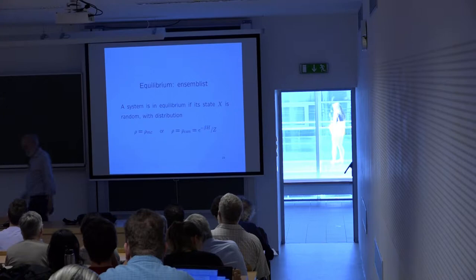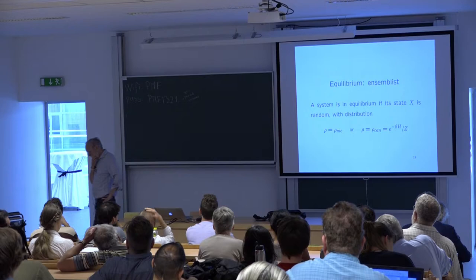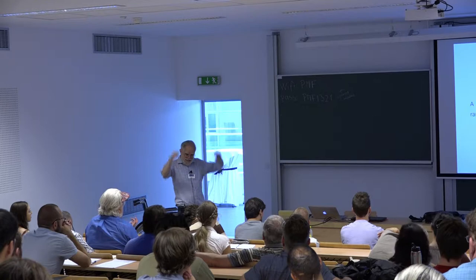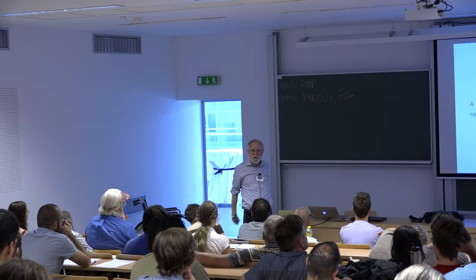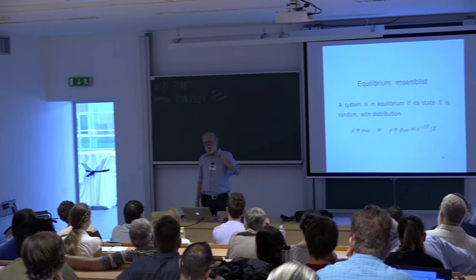Okay. Now, what about approach to equilibrium? Here I will give the approach to equilibrium first for an ensemblist, because while it was very straightforward to say for an individual what it means to be in equilibrium, you're in a state which has the equilibrium properties. You're in the big equilibrium set. That was easy. What could be simpler? It's not so simple what you mean by approach to equilibrium from the individual's point of view. It is somewhat simpler to say what you mean by approach to equilibrium from an ensemble's point of view.